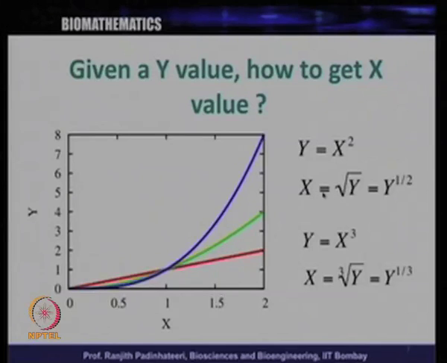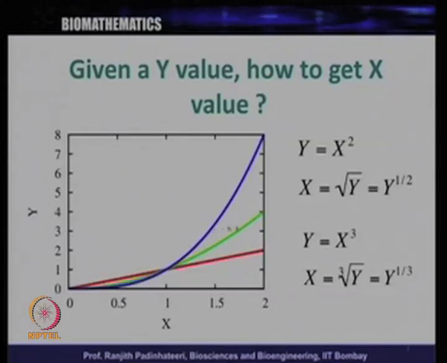To calculate x, we will find the square root of y. This is the square root, and it is also written as y power half. We saw this square root function last time. So if the y value is 4, the corresponding x value is the square root of 4, which is 2.